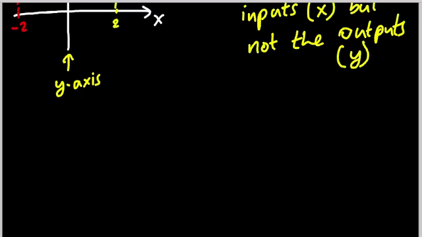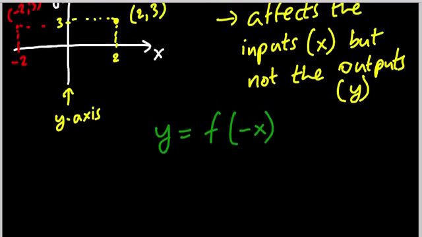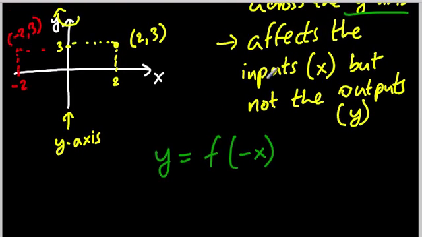The second thing that we should know is the functional notation. So how do we describe horizontal reflections? The way we write it is y equals f of -x. And keeping in line with this line over here, which says it affects the inputs but not the outputs, if you observe over here, this right here is changing the inputs.